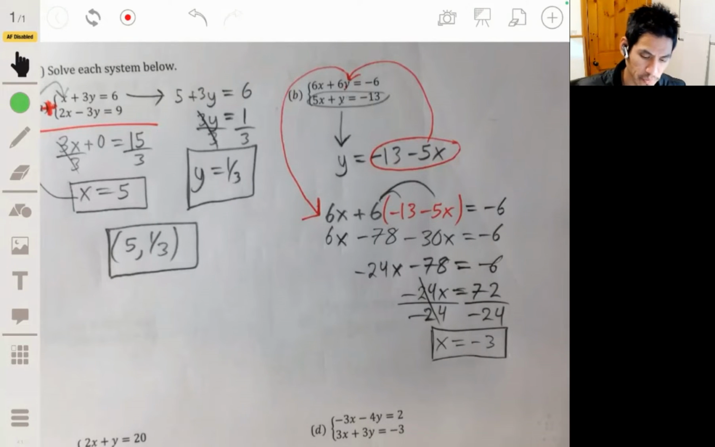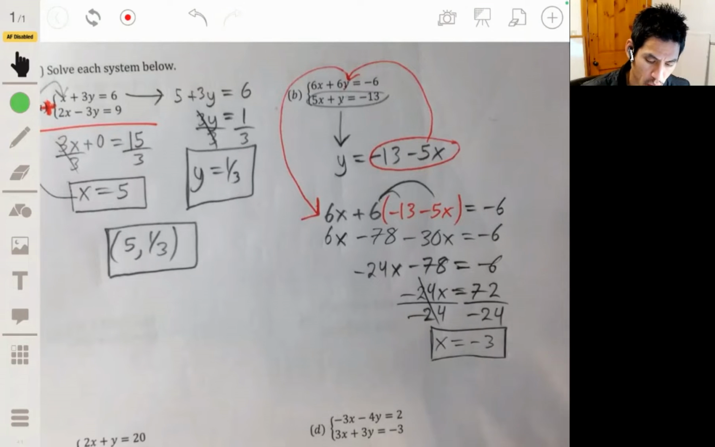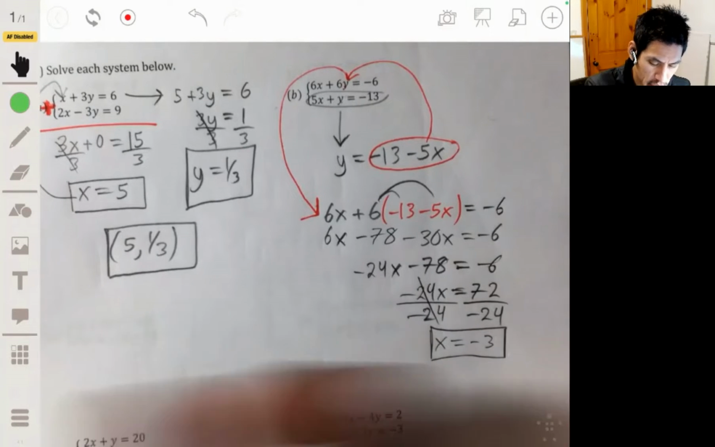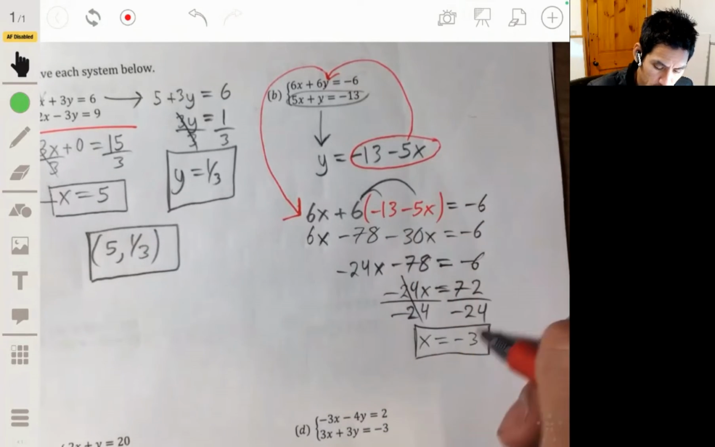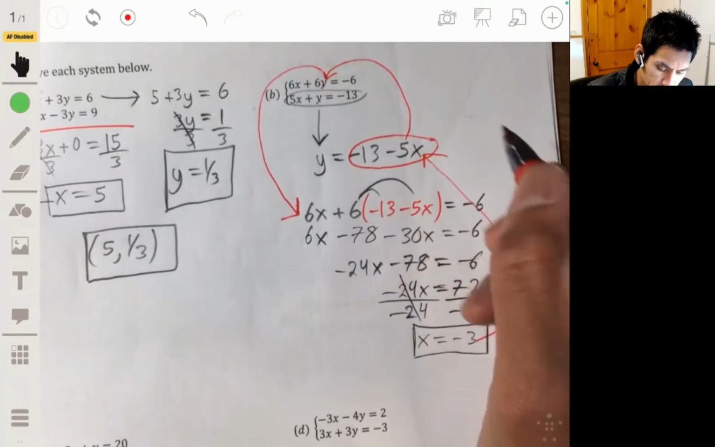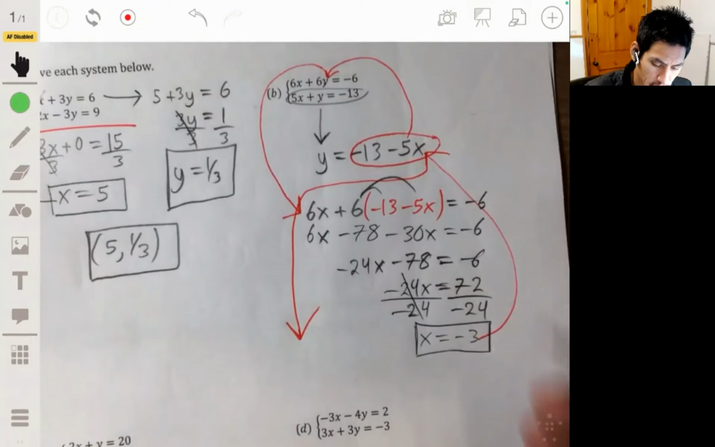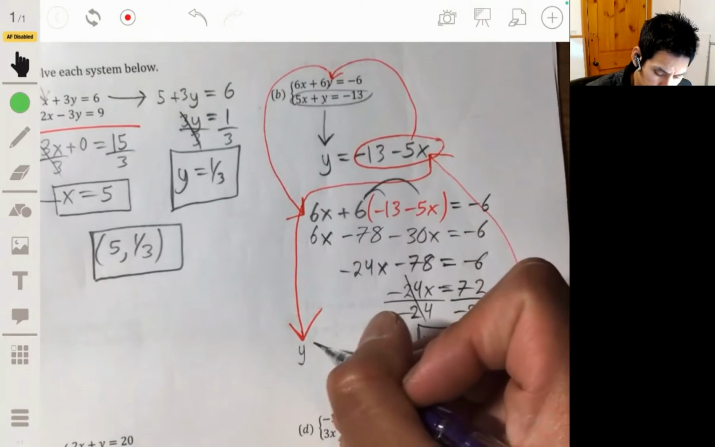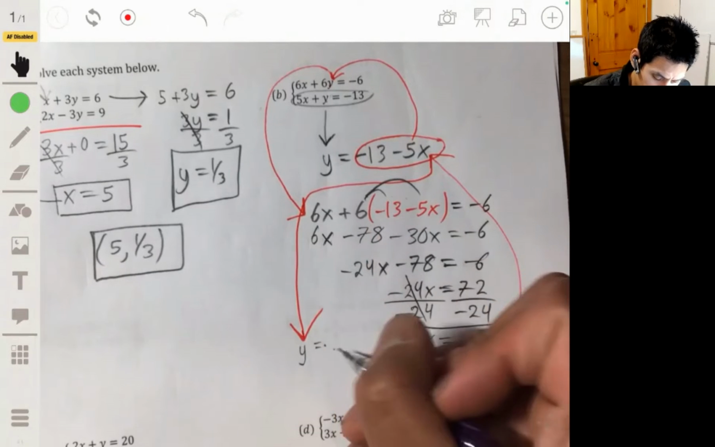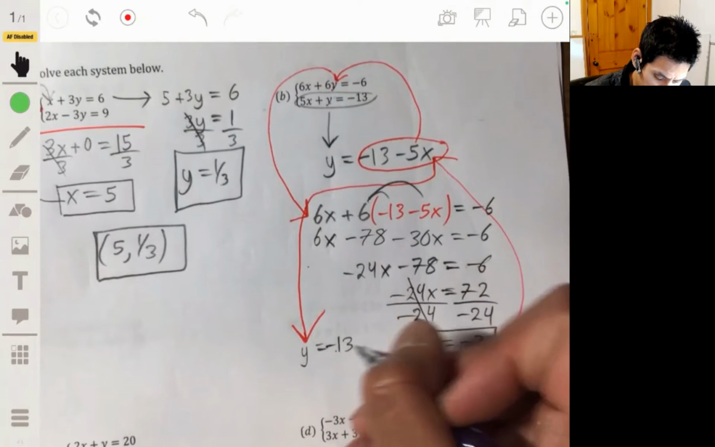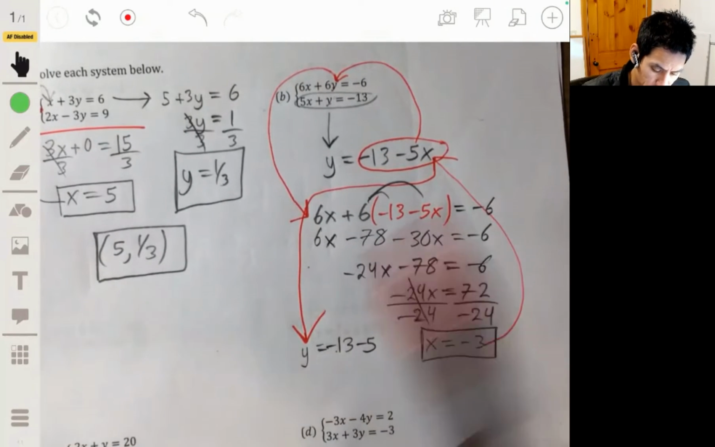Get this pencil going. Okay, now what I should do is plug this -3 into the equation for y, plugging it into this x here. And that'll give me y is equal to -13 minus 5 times -3.